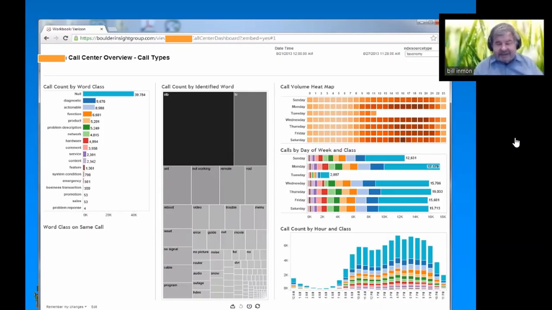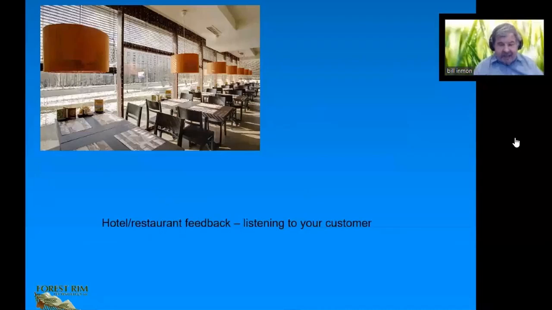Then next to it is TV. That's the next thing people talked about. And so you can see what people are talking about in your call center. This gives you the complete larger picture of what your customer is saying to you. So you can go in and take your telephone calls and turn them into a visualization. And this is how it's done.